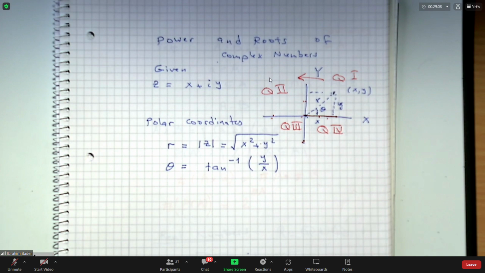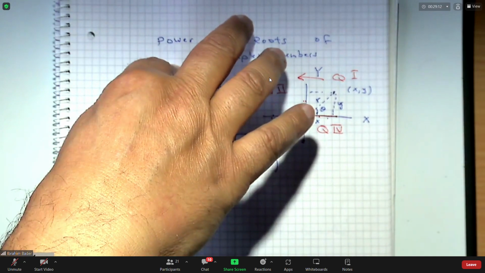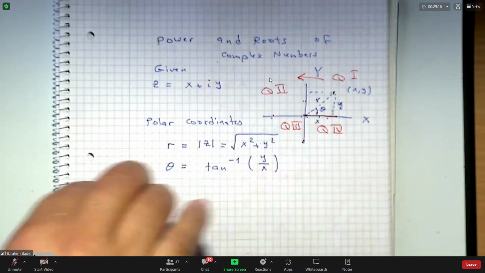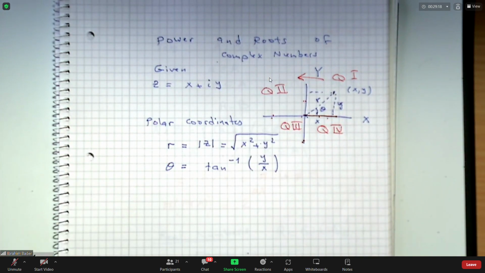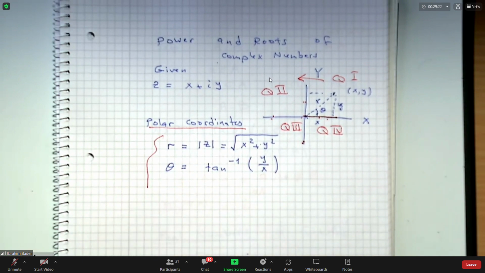Okay, so for a given complex number in standard or Cartesian form, we evaluate the polar coordinates using this set of equations here. Is this clear how to evaluate this?